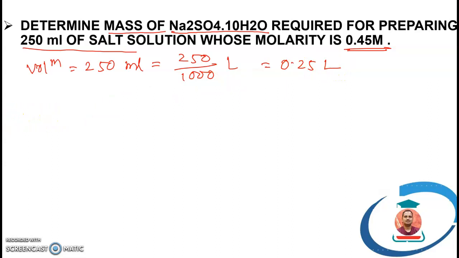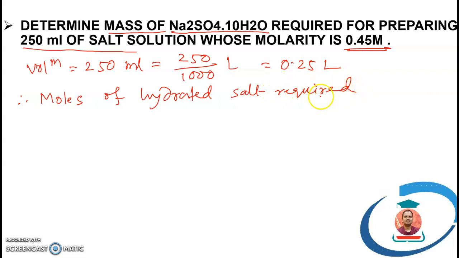Therefore, molarity equals the number of moles of solute divided by the volume of the solution in liters. Therefore, moles of hydrated salt required equals molarity into volume. Molarity is 0.45, volume is 0.25, and ultimately it comes to 0.1125. So we have calculated the moles.